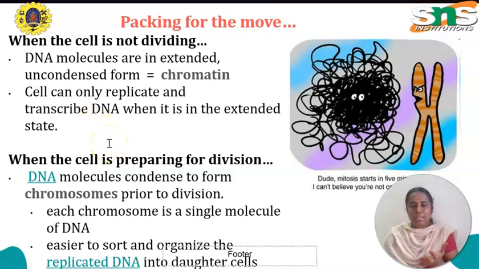Let us see when the cell is preparing for division. If the cell is not dividing, it will be like this. If the cell is going to divide, every chromatin is divided into chromosomes. Those chromosomes form another nucleus and duplicate inside the nucleus, and finally from the parent cell you get the daughter cells, and finally it is divided into two. So this is the final stage of mitosis.